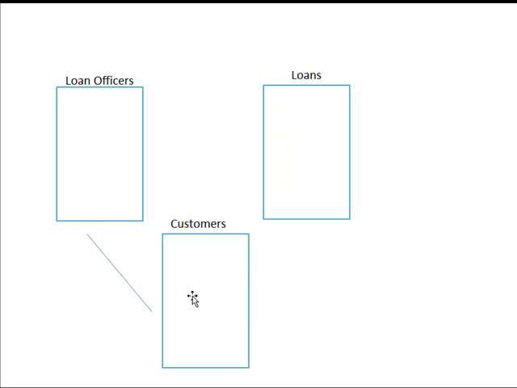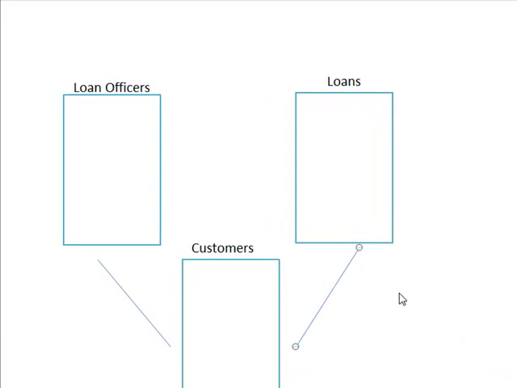The other thing is I know that customers take out loans, so I know that those two tables are probably related too. So if I know that customers and loans are related to each other and loan officers and customers are working with each other, I know that there should be lines between these two tables. Those lines are joins.